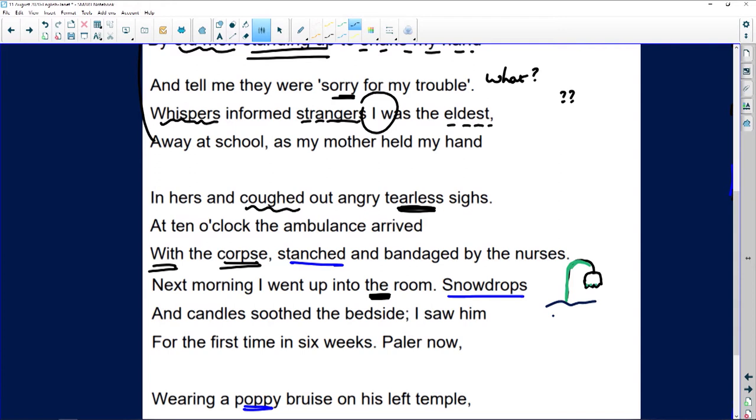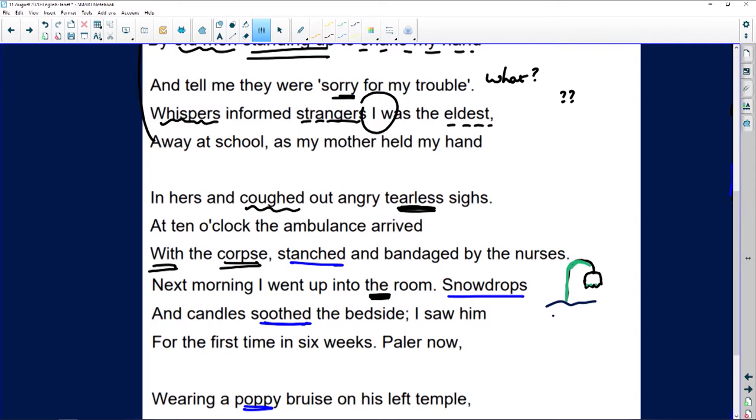And candles soothed the bedside. There's another word, soothed. To soothe is to bring comfort to somebody who is distressed. It can even be a medicine. If I say to you, ooh, you've got a cut. I've got a cut on this finger and all the sanitizers really getting to me. So you could say, but Janet, I've got something to soothe that. And you give me an ointment and I rub it in and say, oh, it's very soothing. Thank you. It means it makes it feel better.